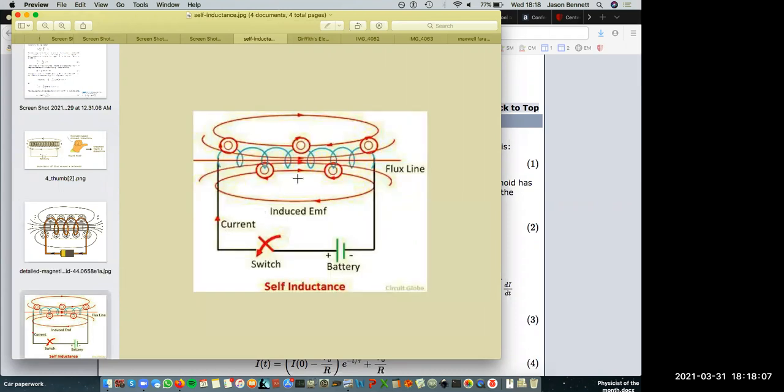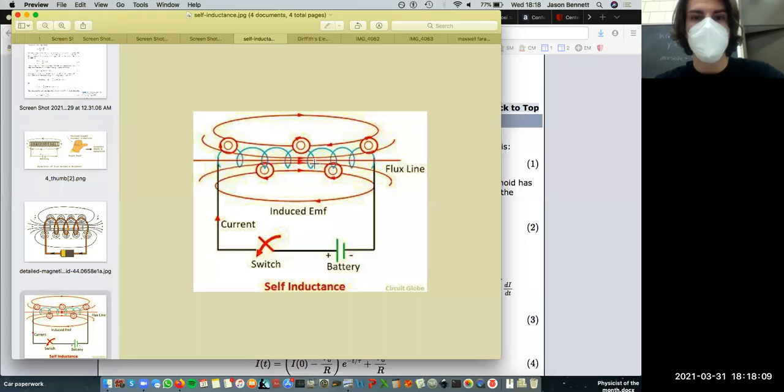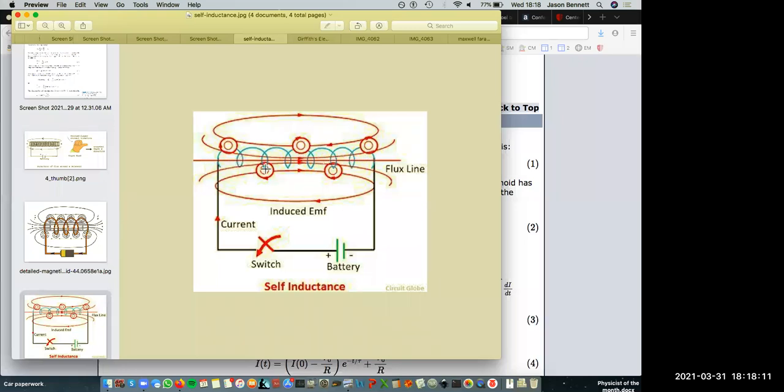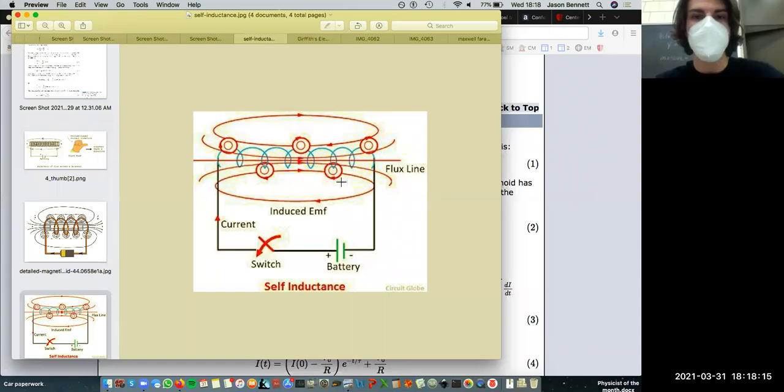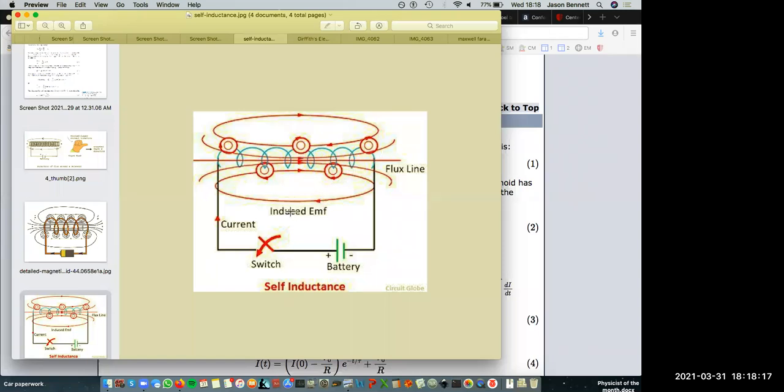Here's a little better figure of it, where you see inside the magnetic field is shooting to the right, and the induced EMF is acting with it.